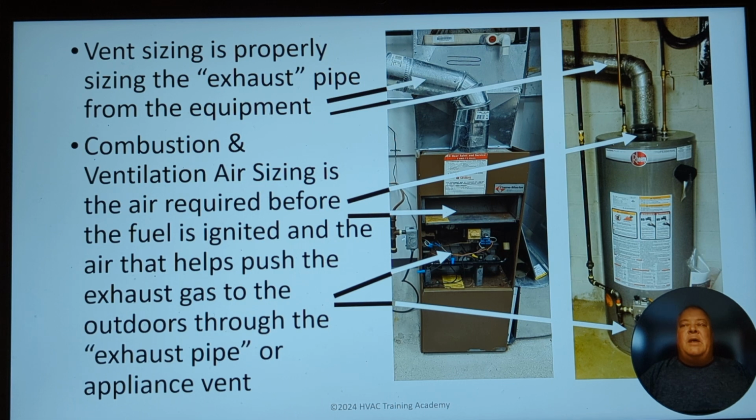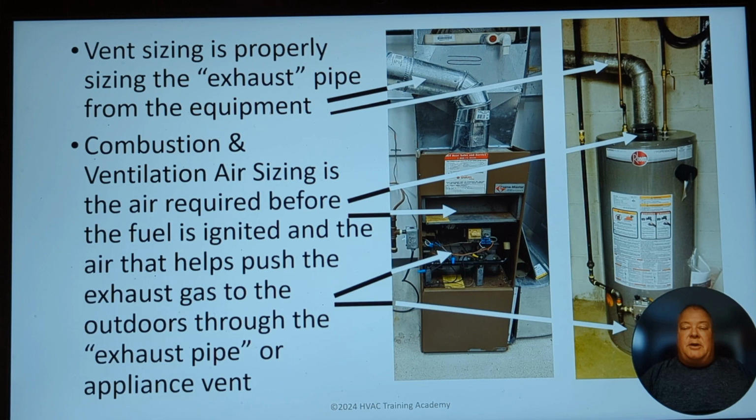So the vent piping from the exhaust or exit of the appliance is going to be a different presentation that we're going to go through. Combustion and ventilation air sizing is going to be the bottom four arrows. The two middle ones point to the draft hood on the natural draft furnace and the draft hood on the water heater. The bottom two arrows point to the primary and secondary or combustion air openings on the water heater and combustion air openings on the furnace itself. So the bottom four will be the ones we'll be concentrating on.